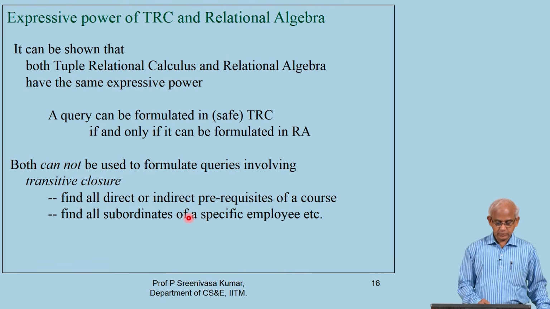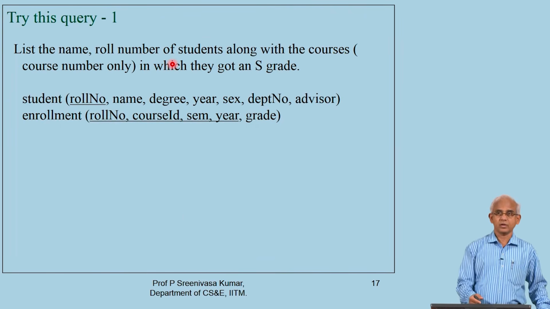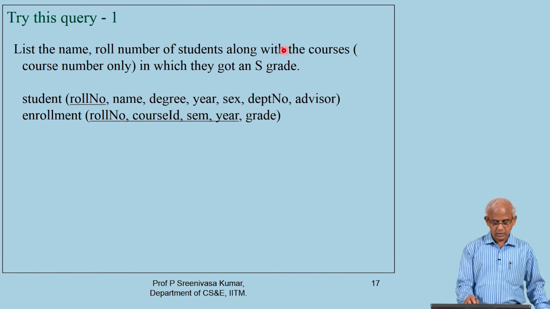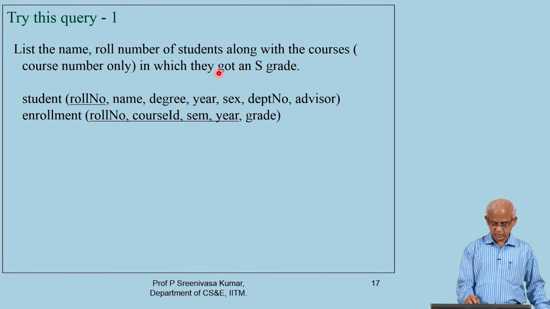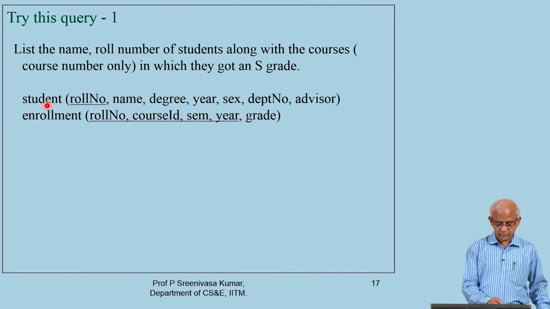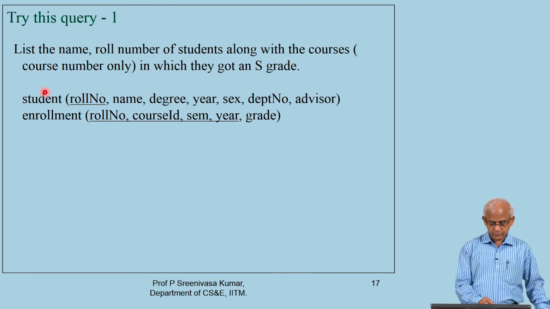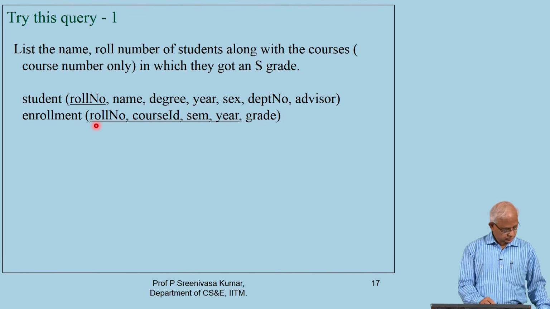Okay. Now, let us move on and consider a few more examples. So, list the name and roll numbers of students along with courses, course number only, in which they got an S grade. This is a relatively simple query. So, the information comes from student and enrollment. So, it can be formulated like this.